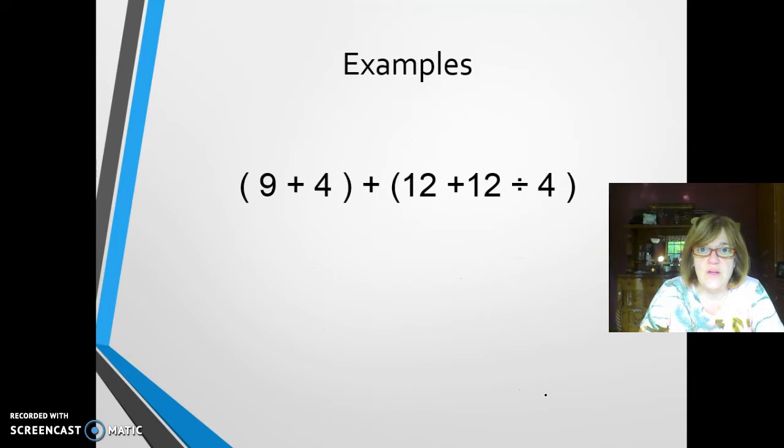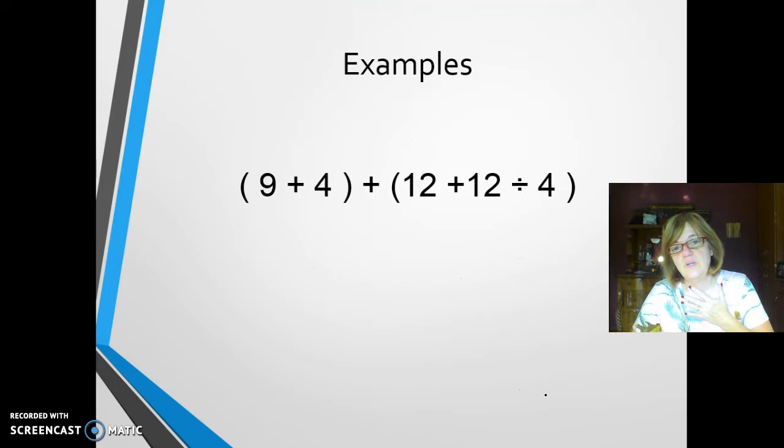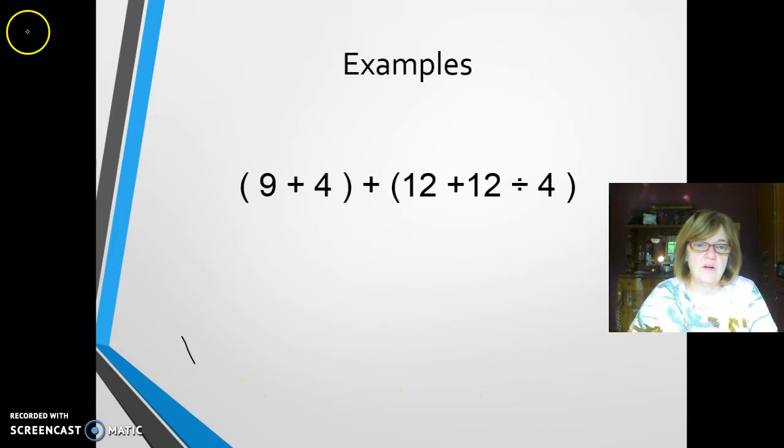It has 2 sets of parentheses in it. Oh my goodness. What in the world do we do here? Well, guess what? Each pass, I was trying to find my mouse. There it is. Every time we go through this, we can actually be working on each of these 2 parentheses independently, but at the same time.